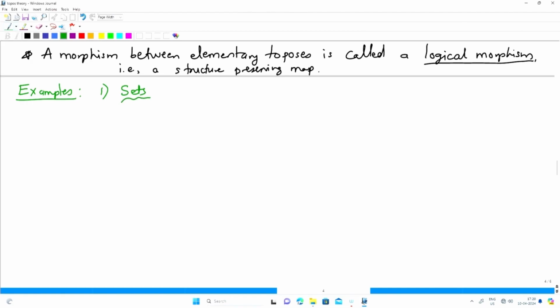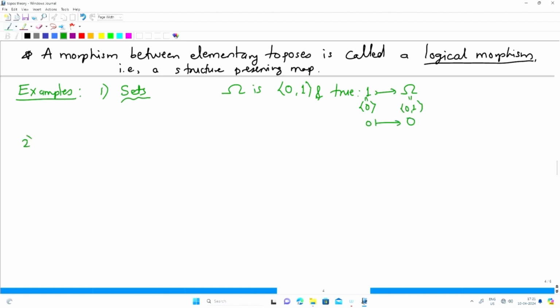What is the subobject classifier here? We already saw that. Omega is {0,1}, and the true map from 1 to omega, where 1 is the one-element set {0}, maps the only element 0 to 0 itself.